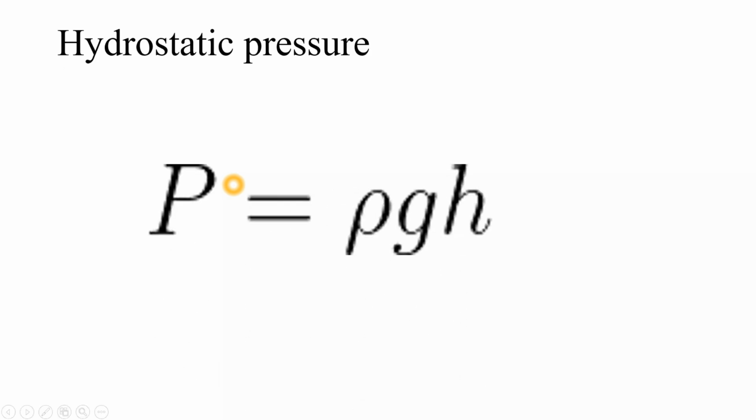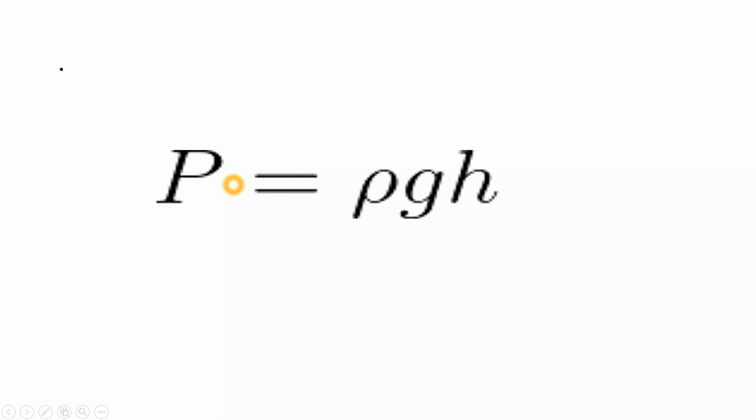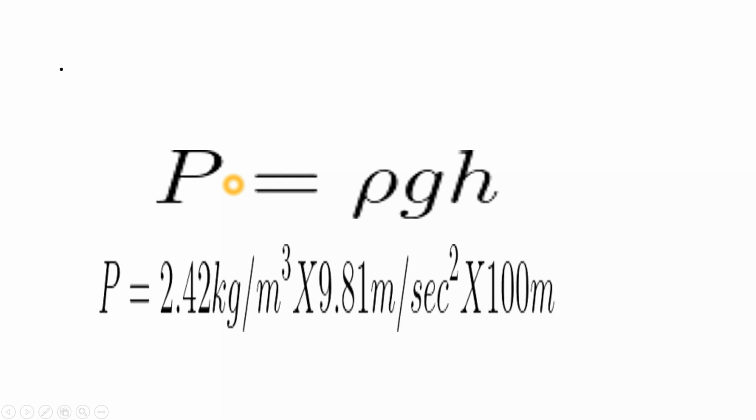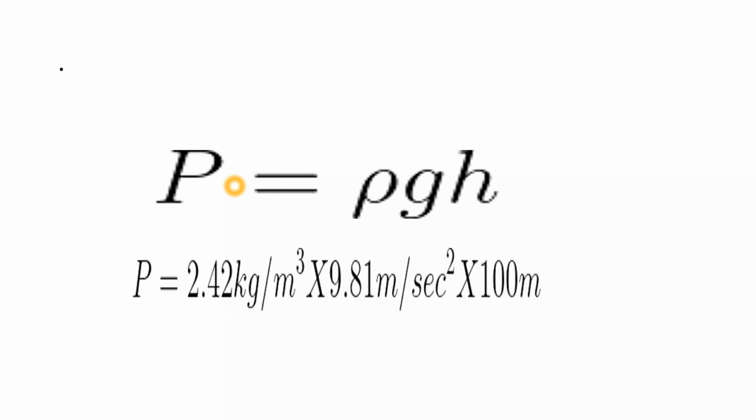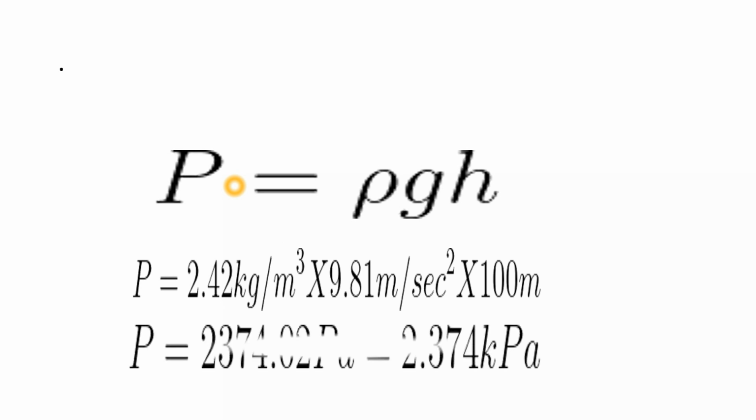Now hydrostatic pressure, P is equal to rho into g into h, right? We will put the values: 2.42 kg per meter cube into 9.81 meter per second square into 100 meter. Next, the answer will be 2374.02 Pascal, or in terms of kilopascal we can write it as 2.374 kilopascal. This is the pressure due to hydrostatic.